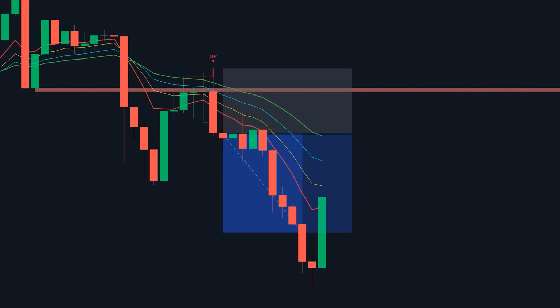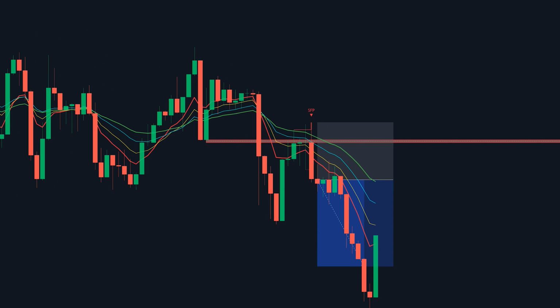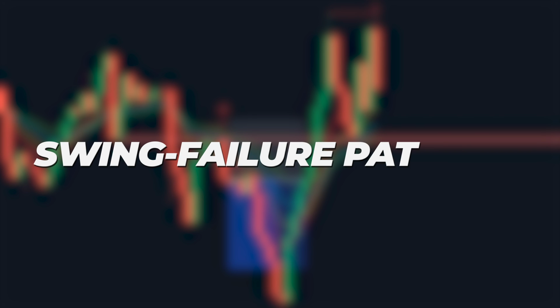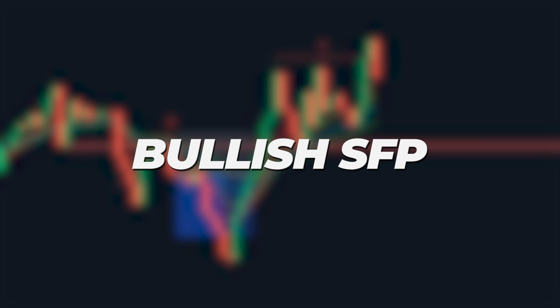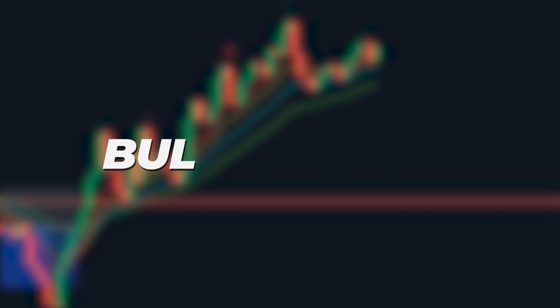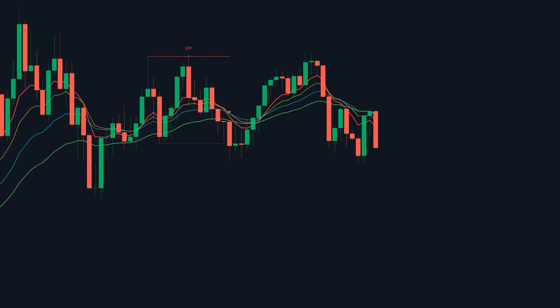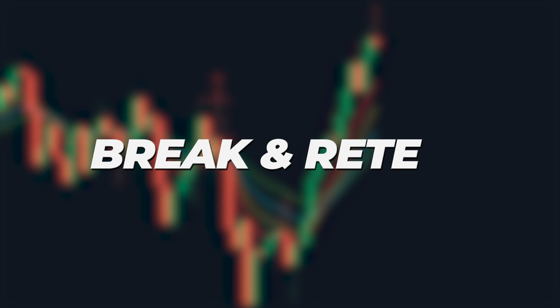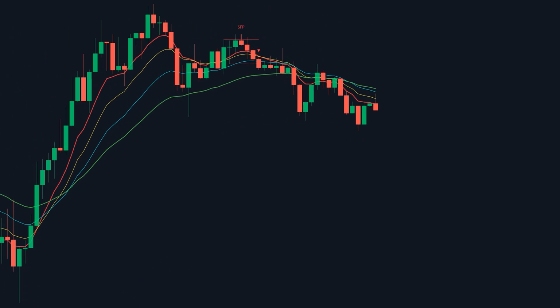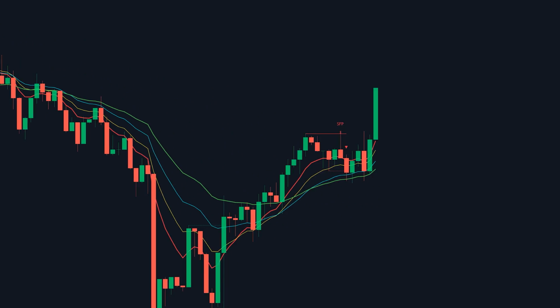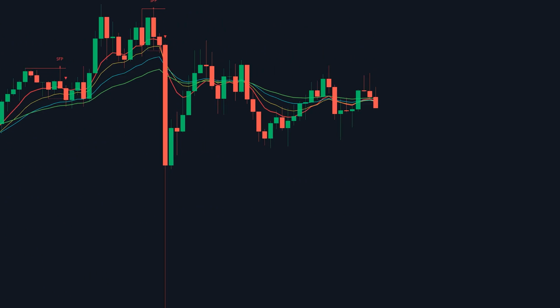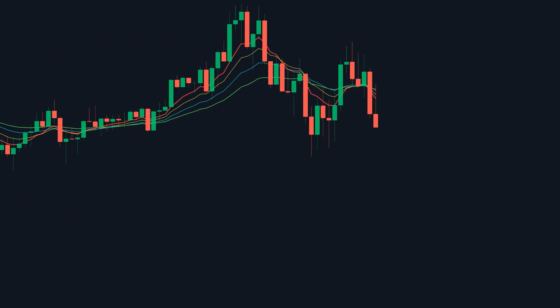Well, that's basically everything for our strategy. You identify a swing failure pattern. If it's a bullish swing failure pattern, you want it to be happening within a bullish trend. And then you also want it to be happening at the same time that the price is doing a break and a retest of a resistance level. This is a decently profitable strategy. Go ahead and do a backtesting of it to see how profitable it can be over a longer time period.